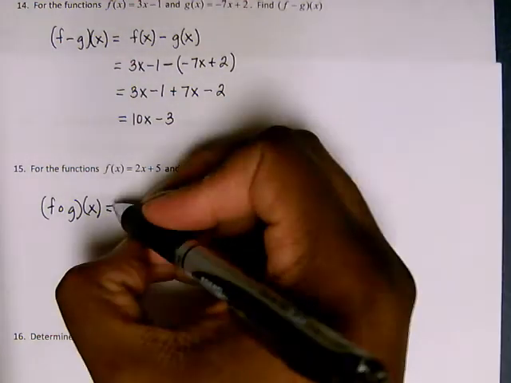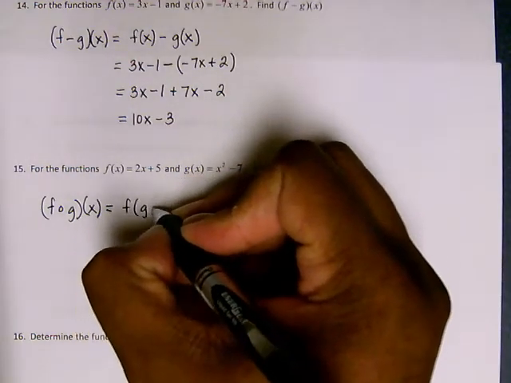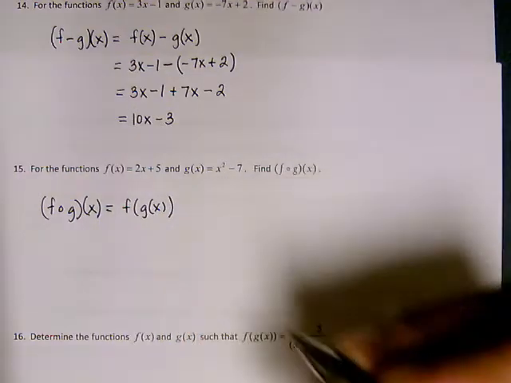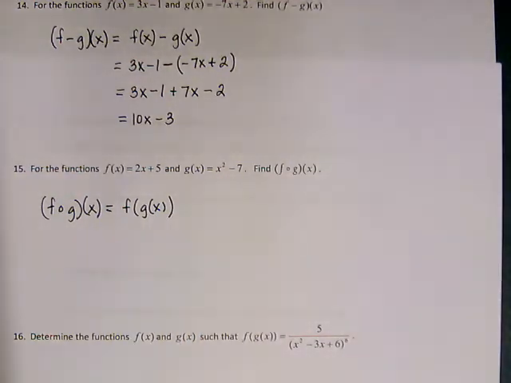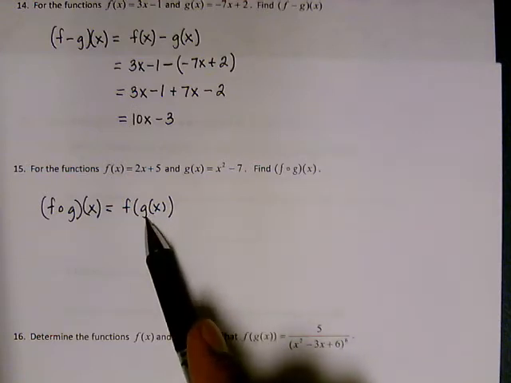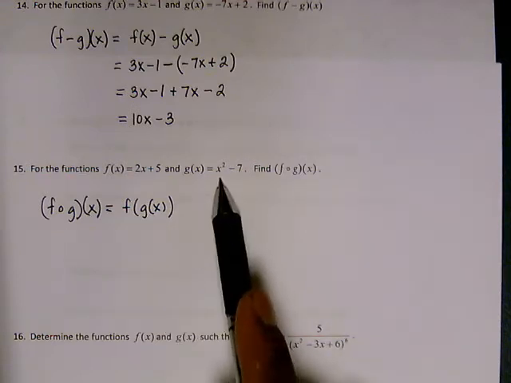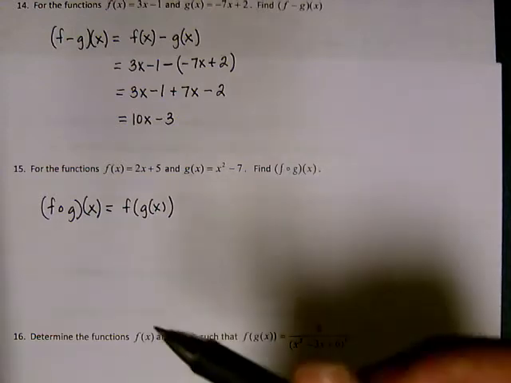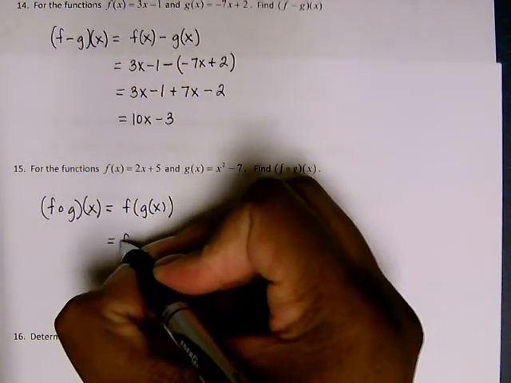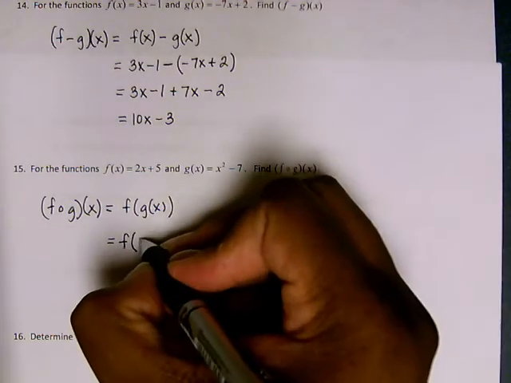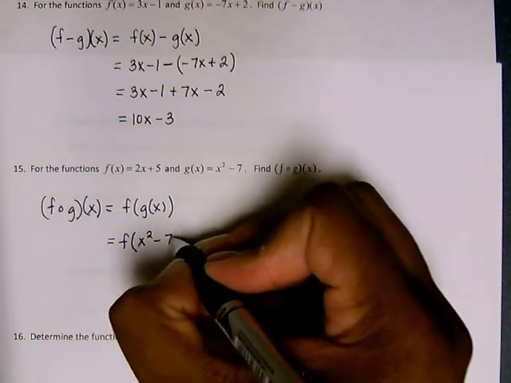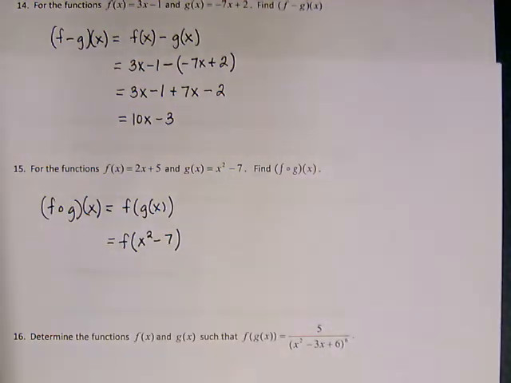Okay? And that means f of g of x. That's basically what that means. My inside function is g of x. G of x in this case is equal to x squared minus 7. So, I'm going to replace the g of x with that x squared minus 7, because that's what g of x is equal to. So, I'm going to be evaluating f of x squared minus 7.